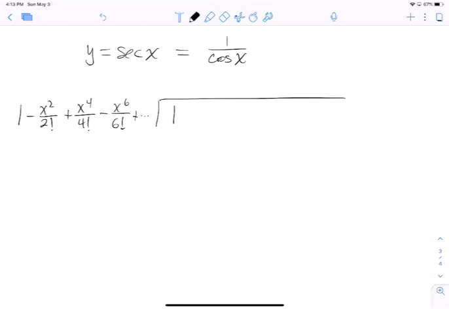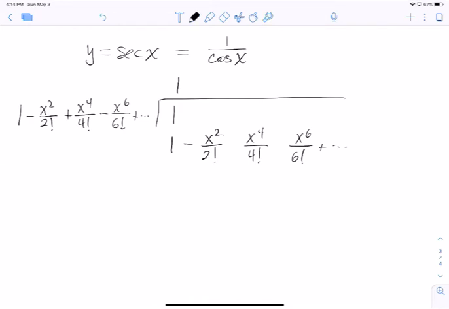Now we start our division. 1 divided by 1 is going to give us 1. And after we divide, we multiply and subtract. So multiplying is going to give me 1 minus x squared over 2 factorial plus x to the 4th over 4 factorial minus x to the 6th over 6 factorial, and so on. Notice I only wrote down one minus sign there. It's because I didn't want to do a whole lot of erasing.